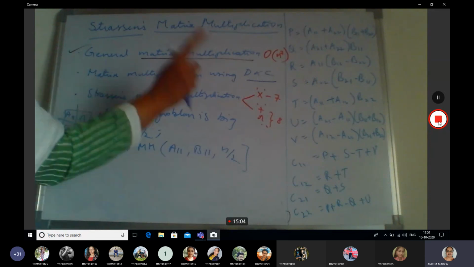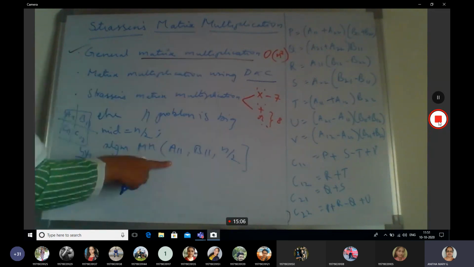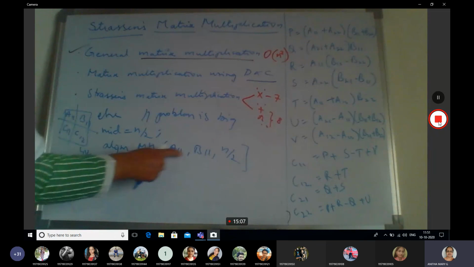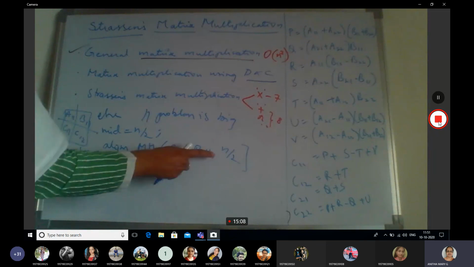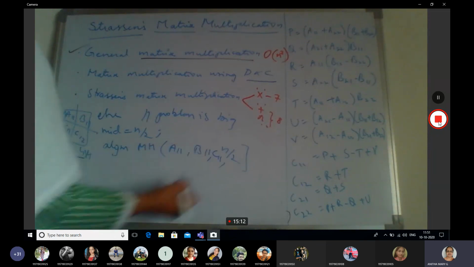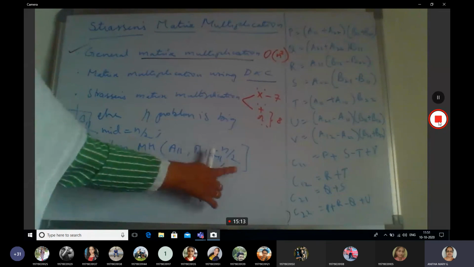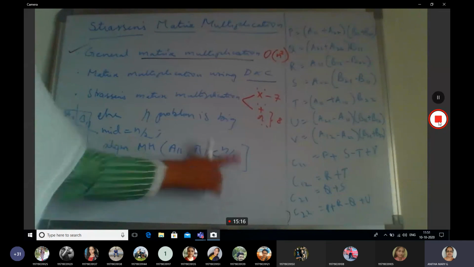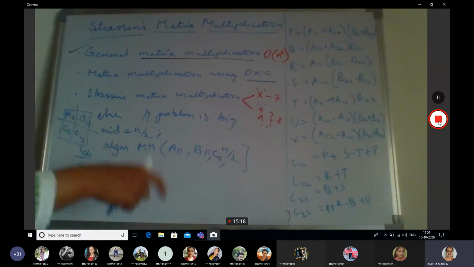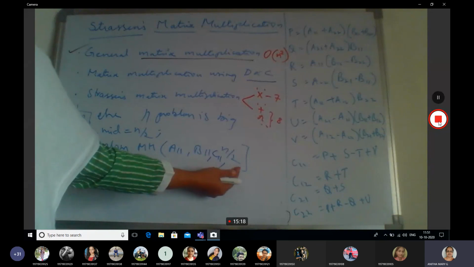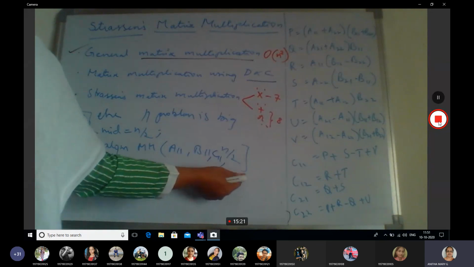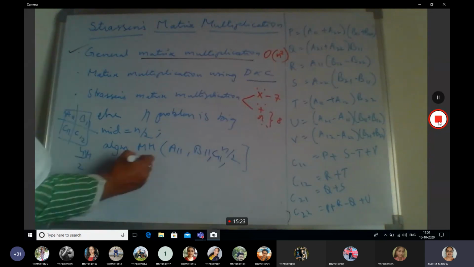What are the main algorithm parameters we took? A, B and C also we took, right? So C11 is equal to, and the dimension is n. And for n, if it is greater, what are we going to do? We are going to divide that. Okay, so similarly we are going to write for all the things.